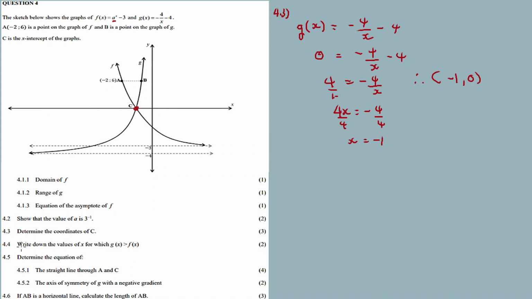Now our coordinates of C again. So this was just basic algebra. So just solving for x, right? After substituting, replacing y with 0, then you solve for x, bam, it's the x-intercept.